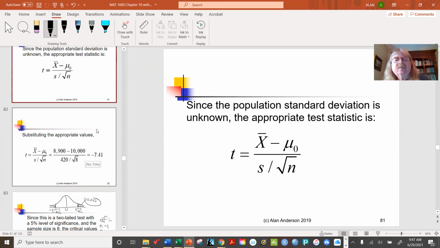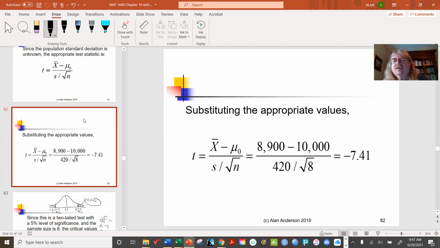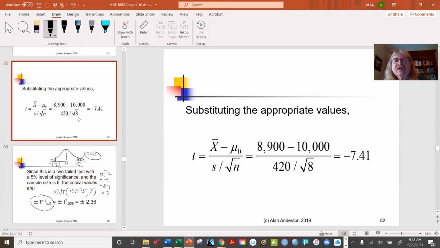So the next step is to simply plug in the numbers and calculate your test statistic. Now, in this case, the test statistic is quite extreme, as you'll see. We're way below the mean in this case. Wow, negative 7.41. That's pretty far into the left tail. So it looks like we're probably going to reject the null, but first let's prove it by calculating the appropriate critical values. Remember, there's 2 of them, because this is a two-tailed test.